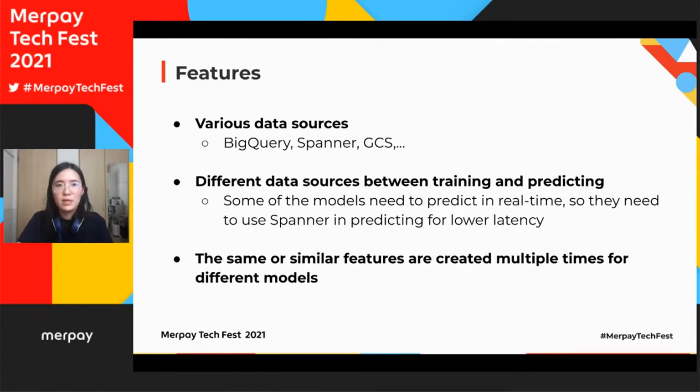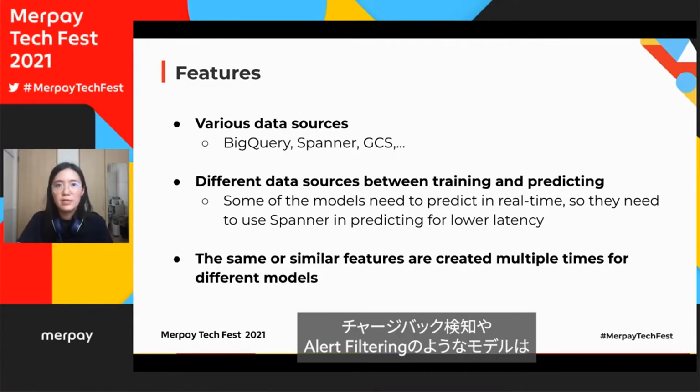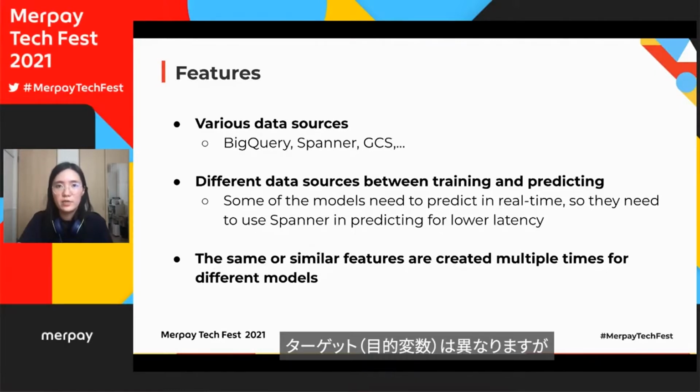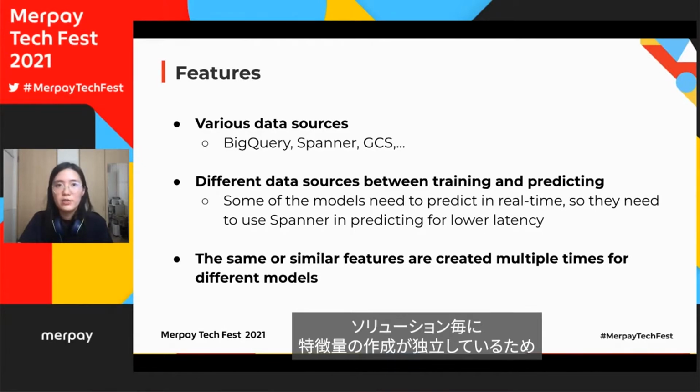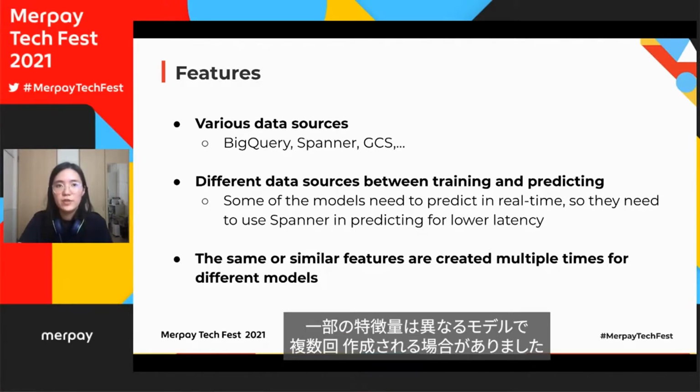Models like chargeback and alert filtering, although the targets are different, their features still share some similarity. Since the feature creation in different solutions is independent, some of the features may have been created multiple times for different models.